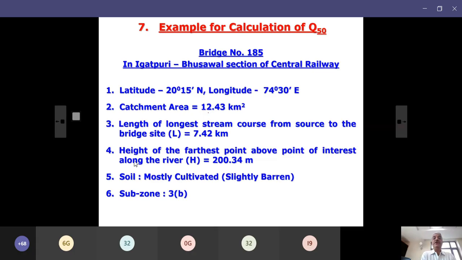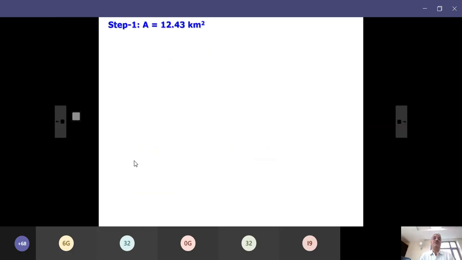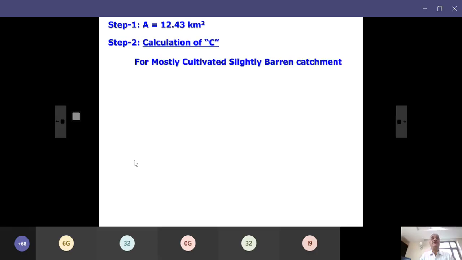Now the area is 12.43 square kilometer. So this is a small size catchment area, 0 to 25, or less than 25. So we will start calculating. Very simple. Step 1, A equal to 12.43. First is the calculation of C.